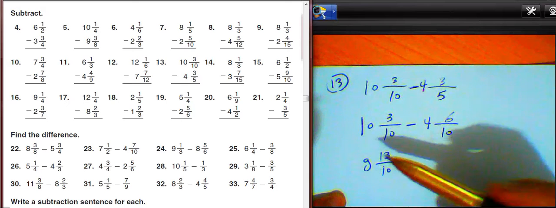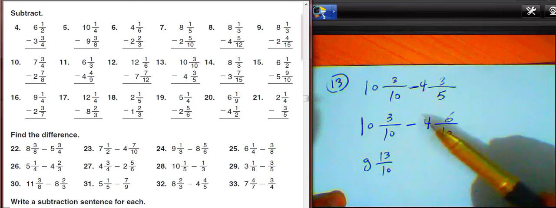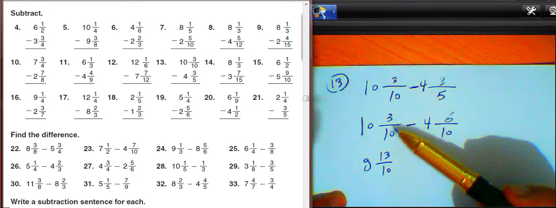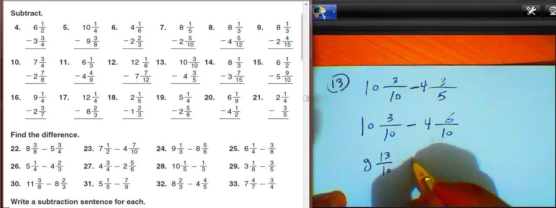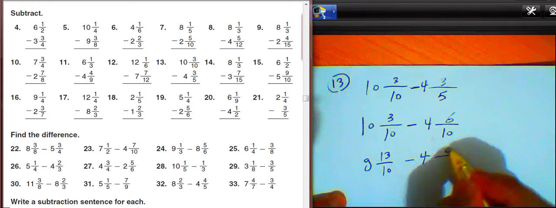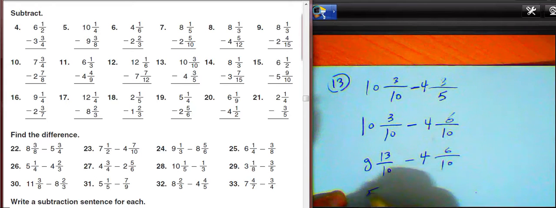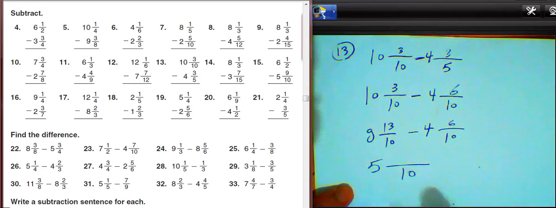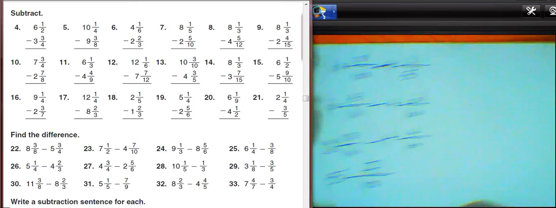Okay, again 10 will be 9, and write 9 here, write 10 here. 10 plus 3 equals 13. Subtract 4 and 6 over 10. 9 minus 4 equals 5, and you can write 10 here. 13 subtract 6 equals 7. So the result will be 5 and 7 over 10.